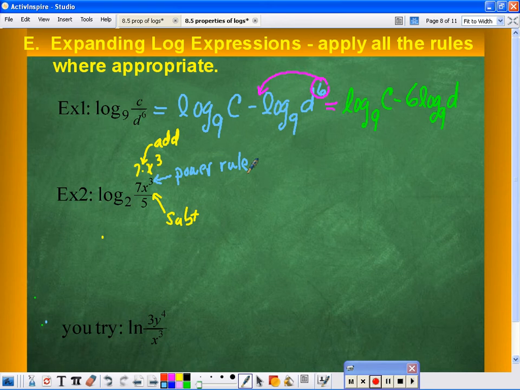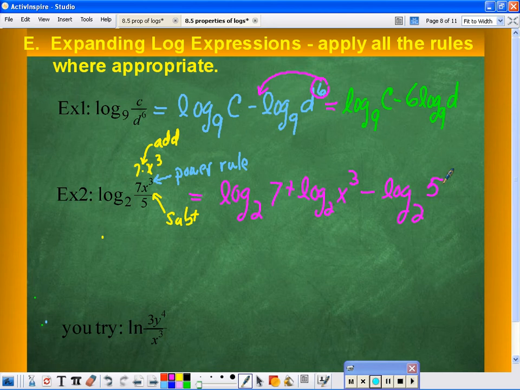So look at how pretty that one is. Let's get started. So this is going to be log base 2 of 7 plus log base 2 of x to the 3rd. And I'm going to go ahead and make that division subtraction. So I put 2 steps together here. Log base 2, and that is a 5.